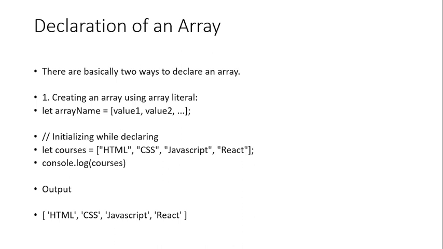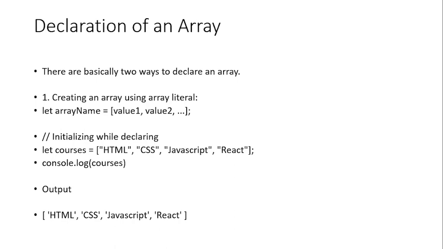So here in this page we are going to see about the declaration of an array, how we are going to declare an array. In multiple ways we can declare an array. Creating an array using an array literal is shown here. You can see here let is used, and in ES6 version of JavaScript we use let, const as well as var, right? So let array name is equal to value 1, value 2, etc. This is the syntax for creating an array.